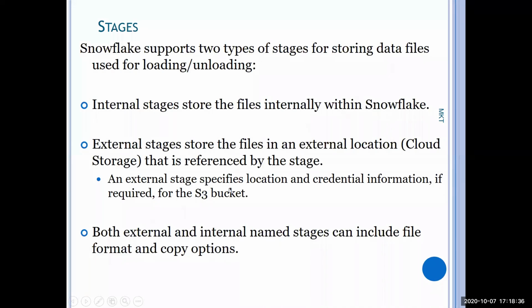You have to work with stages throughout your project. You need stages, so you cannot skip them. So you have to know about stages. What are they? It's very simple. There are two types of stages: internal and external.